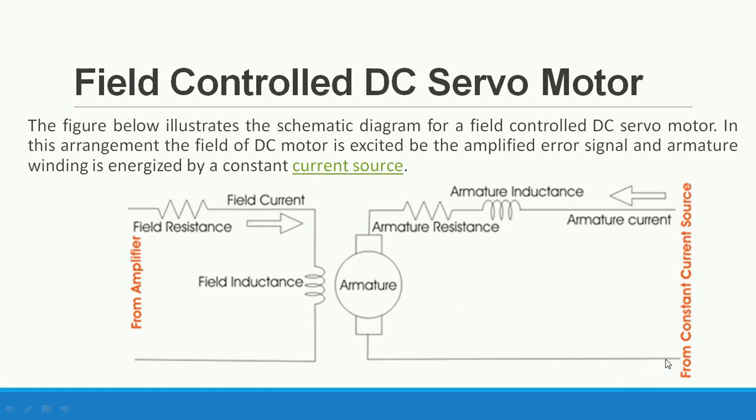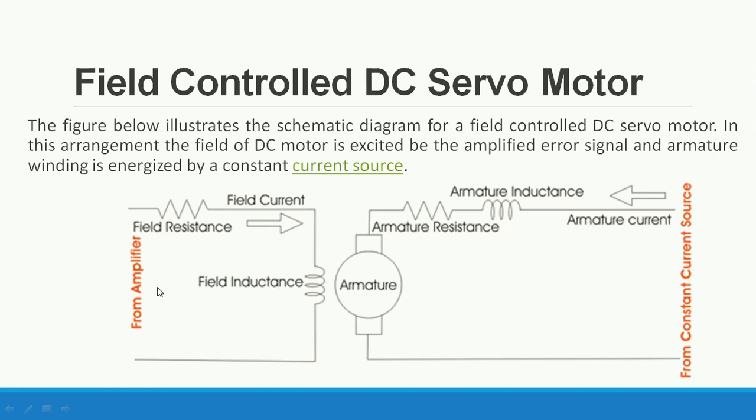The armature is connected to a constant current source, whereas the field winding is connected to an amplifier. This amplifier is used to amplify the error signal. So the error signal will be given to the field winding, and the current will be given to the armature winding. Remember these things. Okay, so the arrangement is like this.